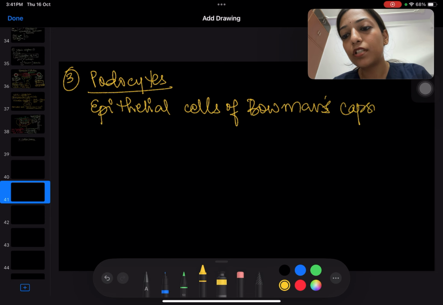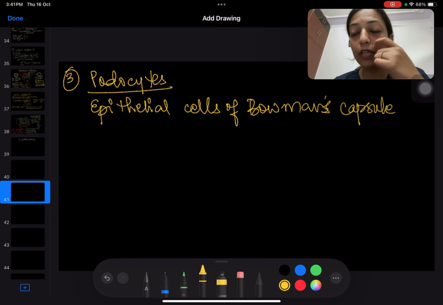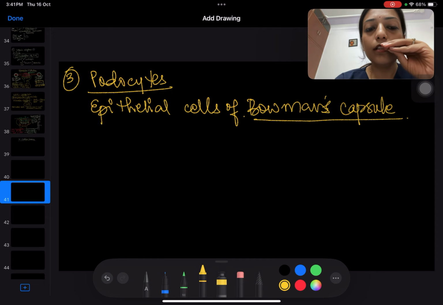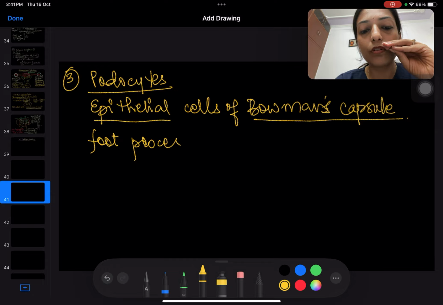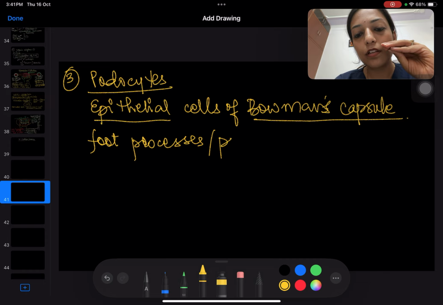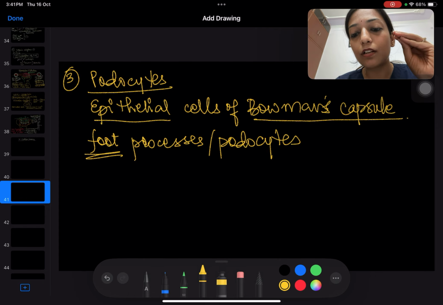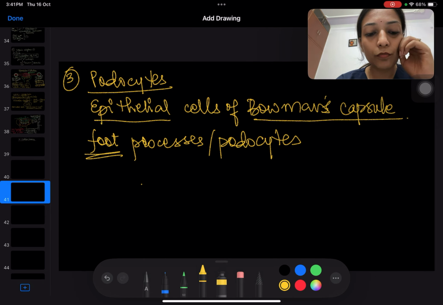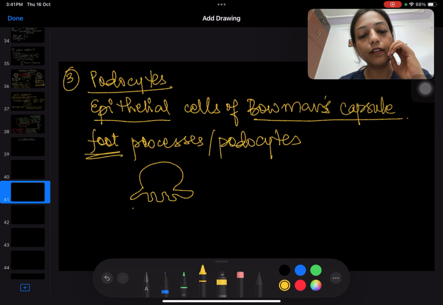So can you understand what I'm telling right now? The first and second layer are derivatives of the glomerulus. The third layer is the derivative of the Bowman's capsule. These cells are epithelial cells. These have foot processes. These foot processes are also known as podocytes. That is why these cells are known as podocytes. And these foot processes are like this. See, this is the cell, and then these are the small projections, feet-like projections. That is why foot process or podocyte.